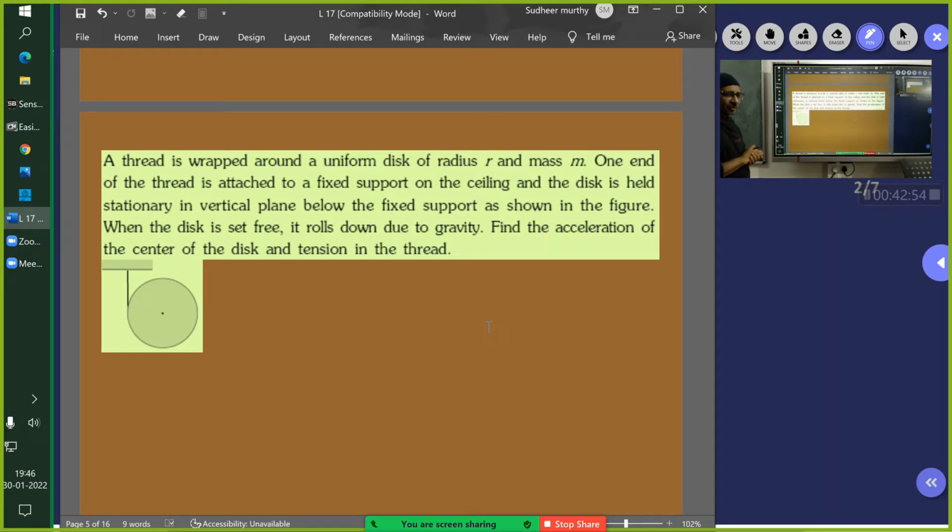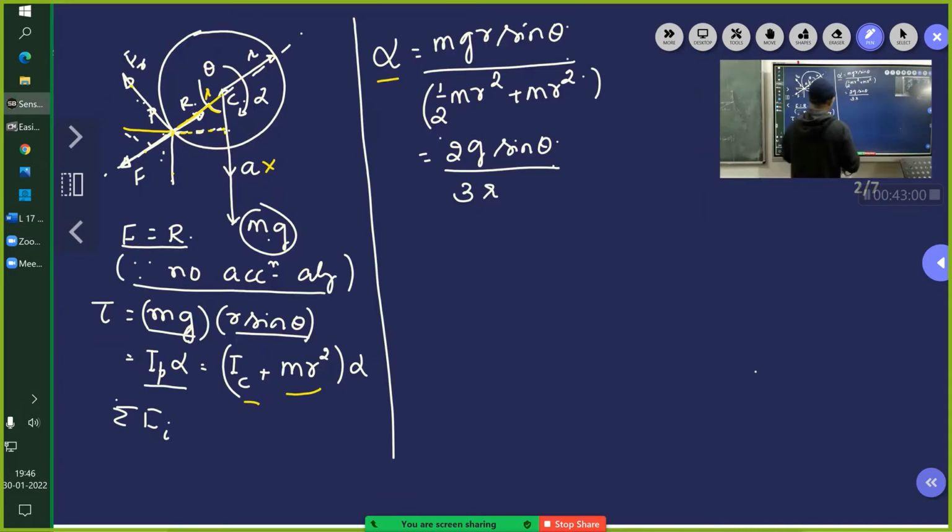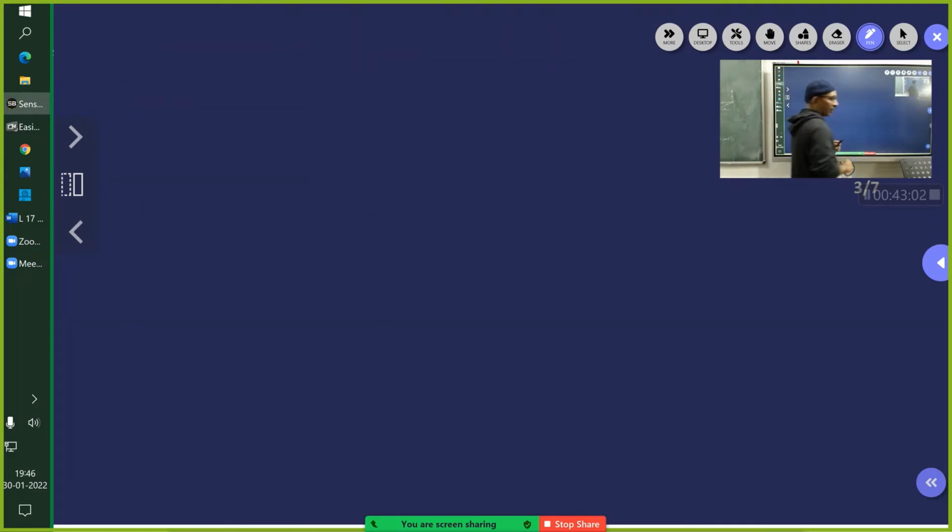Now do this, please. Show the figures. Tension and acceleration of the center of the disc.